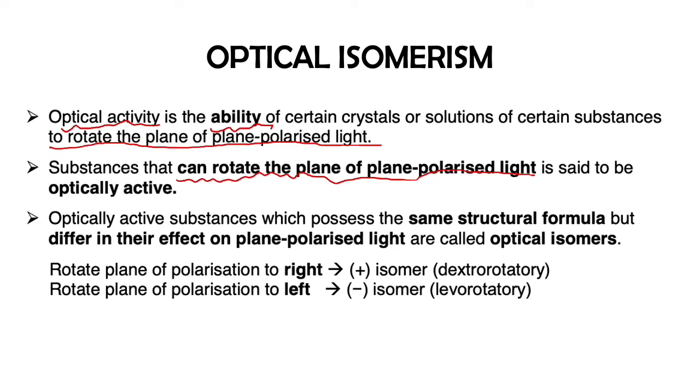Kalau sesuatu molekul itu, dia boleh rotate, dalam bahasa Melayu kita pusing, kita boleh mencapahkan lampu yang lurus, cahaya lurus itu. Okay, it is said to be optically active. But like I said, not all substance in the world can exhibit this optical active characteristic.